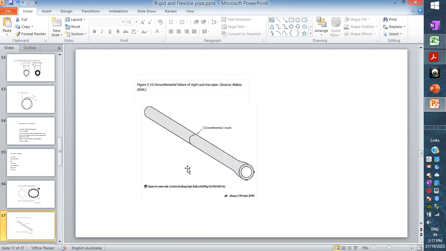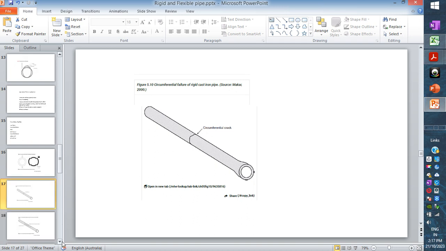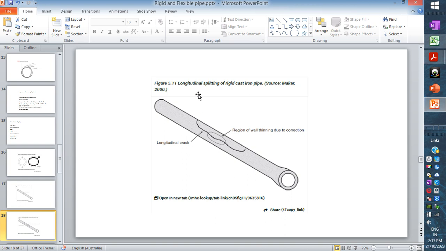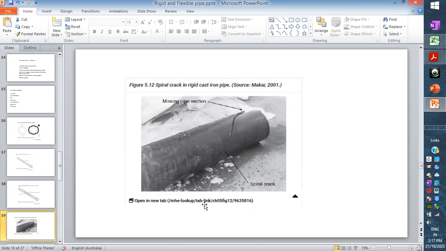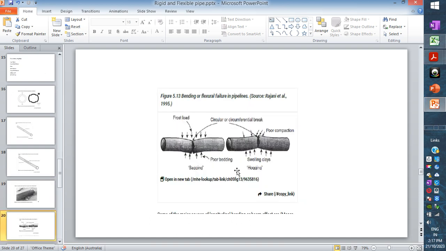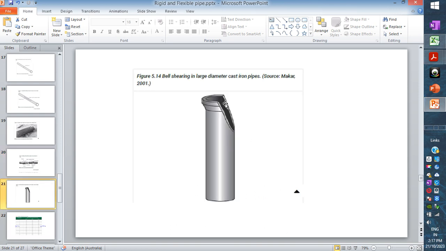Some of the failures of ductile iron pipe, a rigid pipe, are the circumferential crack. Here is a longitudinal splitting of a rigid pipe. Here is a spiral crack. Here, because of bedding condition and loading condition, sagging and hogging, and beam shearing type.